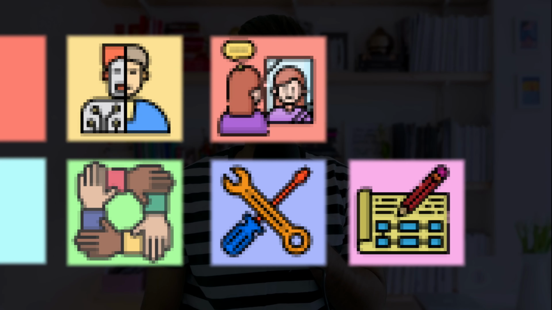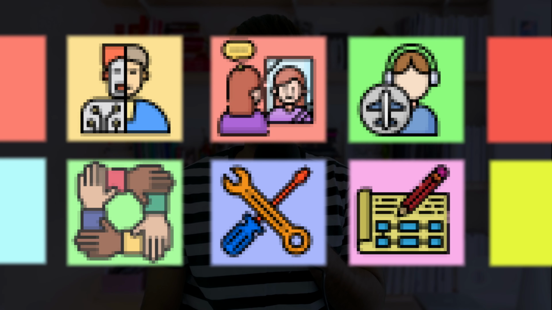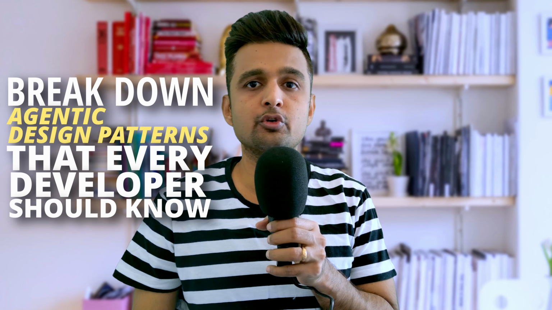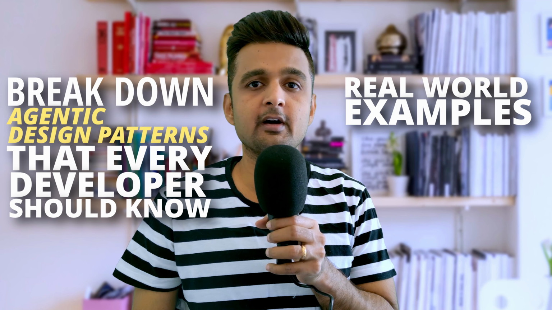There are dozens of agentic design patterns, but a handful of them appear again and again in real products because they make AI more reliable, smarter, and more structured. Let's break down these design patterns that every developer should know with real examples of where they are used.